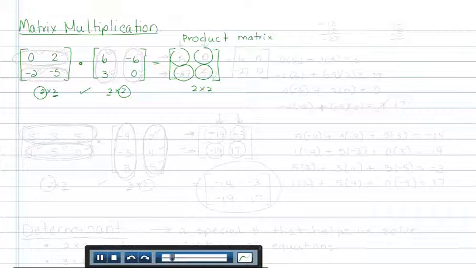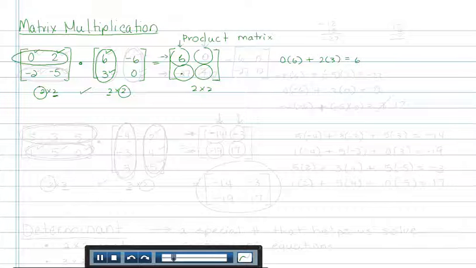So you're going to focus on this first number right here. This first number is located in the first row and the first column. So you're going to work with the first row and the first column. And you're going to say 0 times 6 plus 2 times 3. And you're going to get 6. And that's what goes in here.